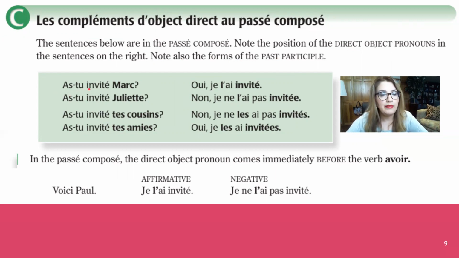So, as-tu invité Marc? Have you invited Mark? So if you were to replace Mark with an object pronoun, like in English, have you invited Mark? Yes, I've invited him. Okay, so him would be le in French, right? Because it's masculine singular. And where do we place le? We place it before the helper verb or the auxiliary verb, avoir in this case. So, as-tu invité Marc? Oui, je l'ai invité. So remember, for passé composé, ai is the helper verb, and invité is the past participle. And where do we place the object pronoun? Before the helper verb, avoir.